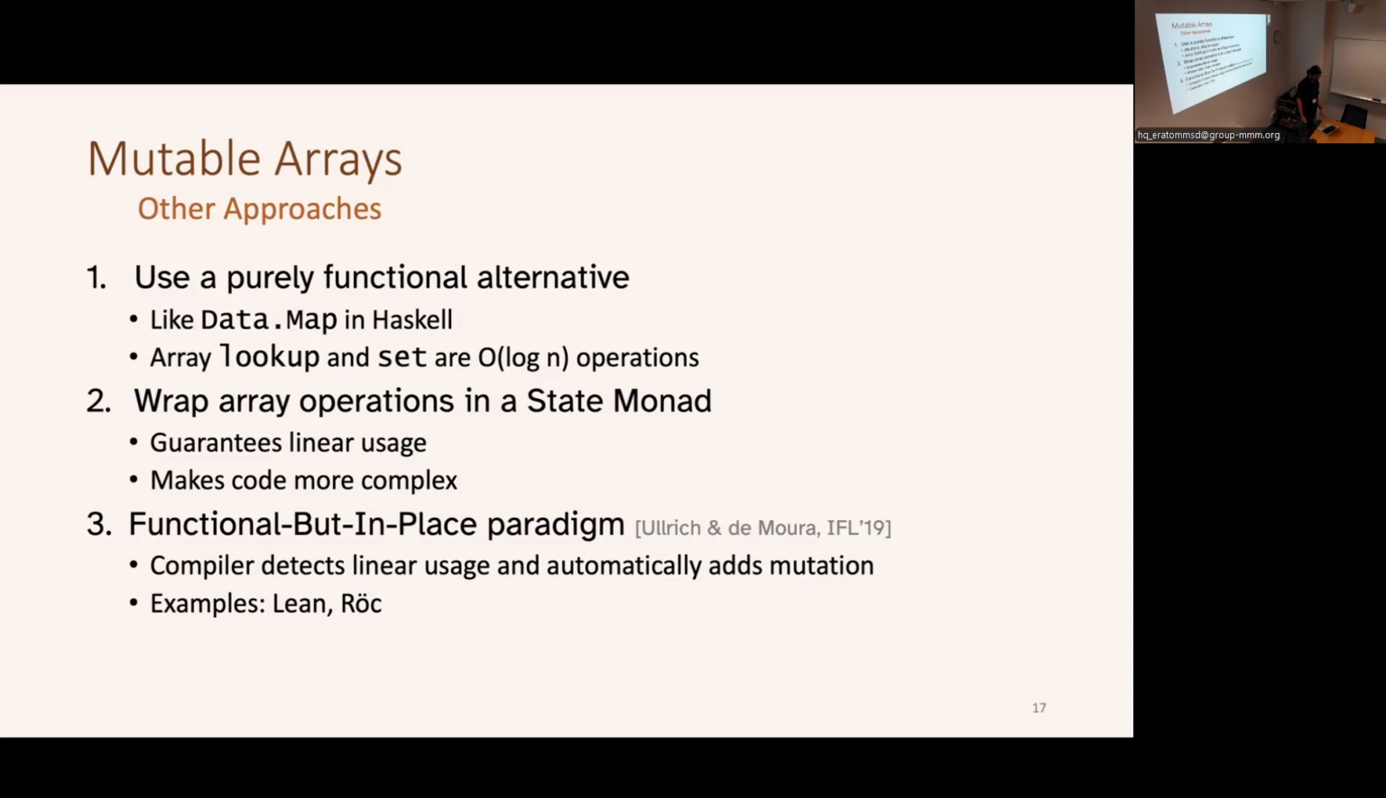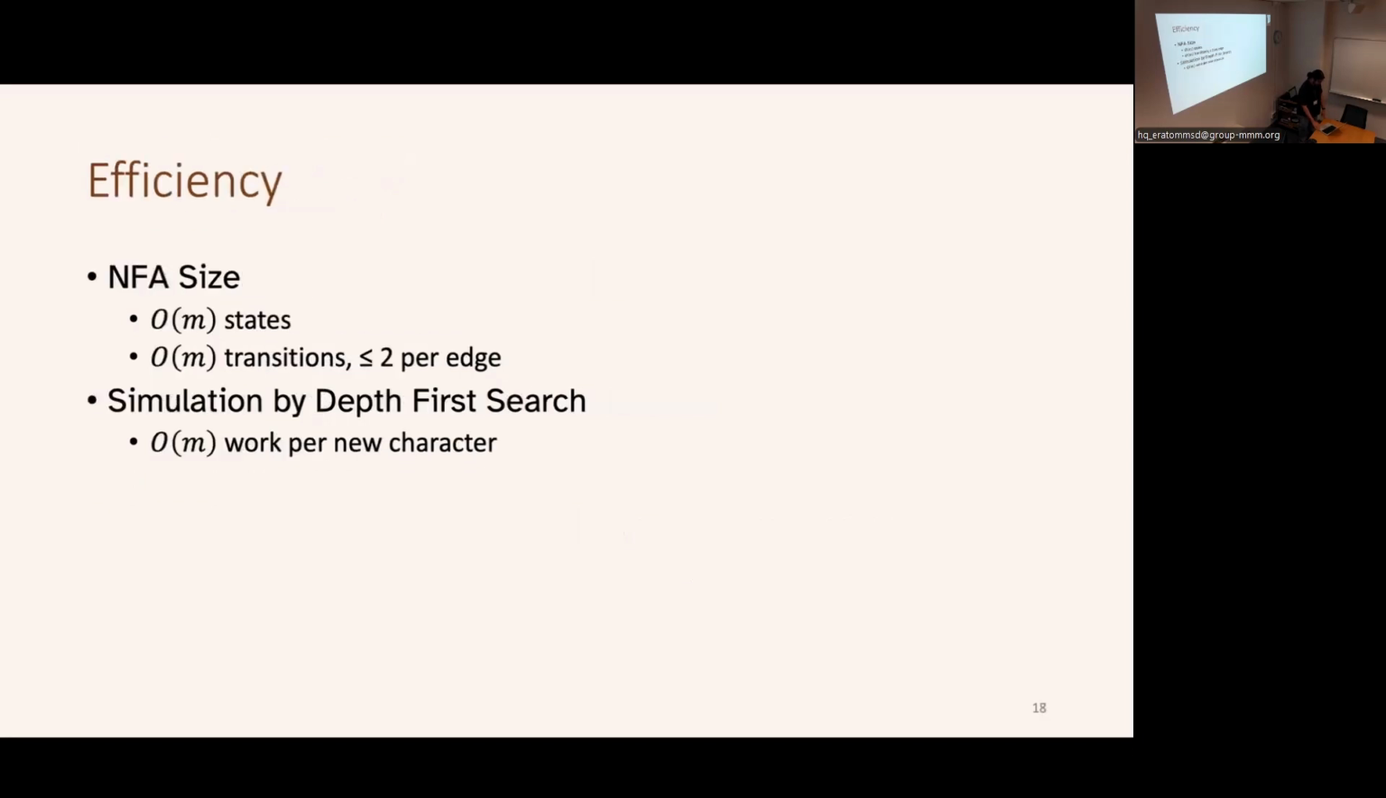But we went with the most unfunctional approach, perhaps. So just to recap this part of the talk, the efficiency over here: we built this linear sized NFA from the regular expression. And we also know that this has linearly many transitions, because we know that there are at most 2 outgoing transitions per edge. And then we explore this automaton with a depth first search, doing again as much work as the number of transitions potentially in the automaton per character.